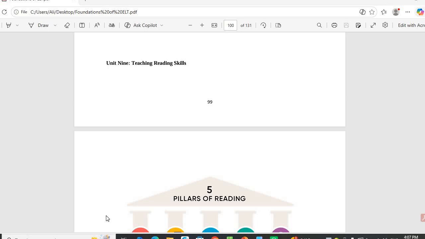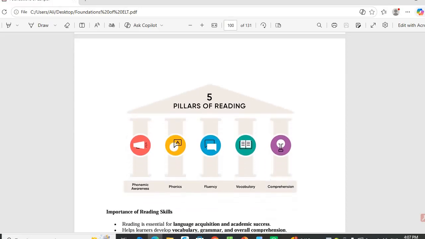In the second part of lecture 9, teaching reading skills. You want to teach reading for your students. There are 5 pillars of reading: phonemic awareness, which the teacher should be very aware of, and phonics, fluency, pronunciation in general, vocabulary, and then comprehension.